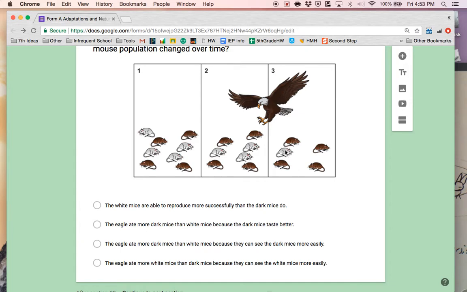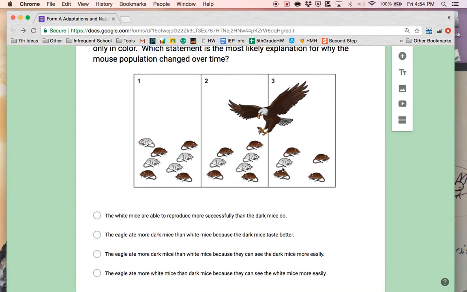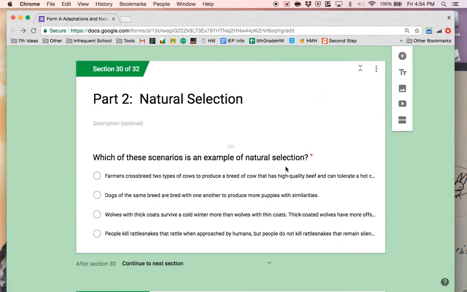Those white-furred rats or rodents, whatever they are, mice, they're going to die unless they adapt. Which of these scenarios is an example of natural selection? Farmers crossbreed two types of cows. This does not involve the environment. This involves us doing it ourselves. Really, with natural selection, you want to think about how the environment dictates traits.